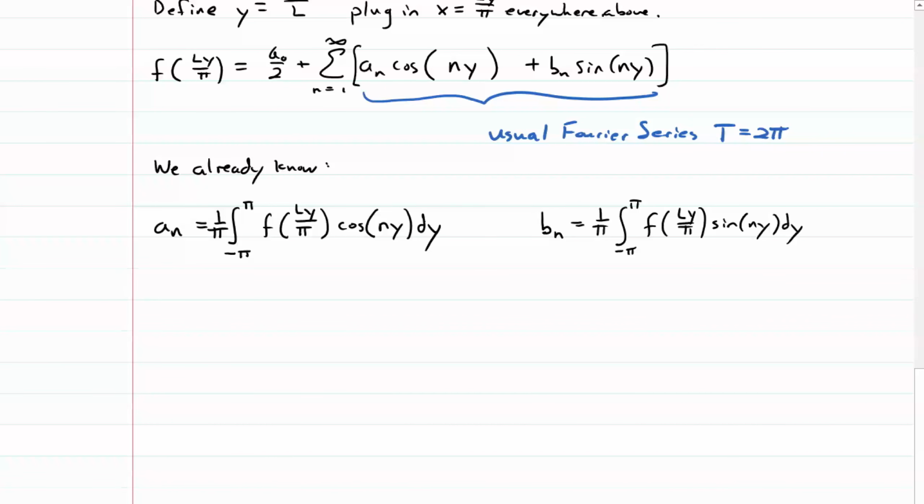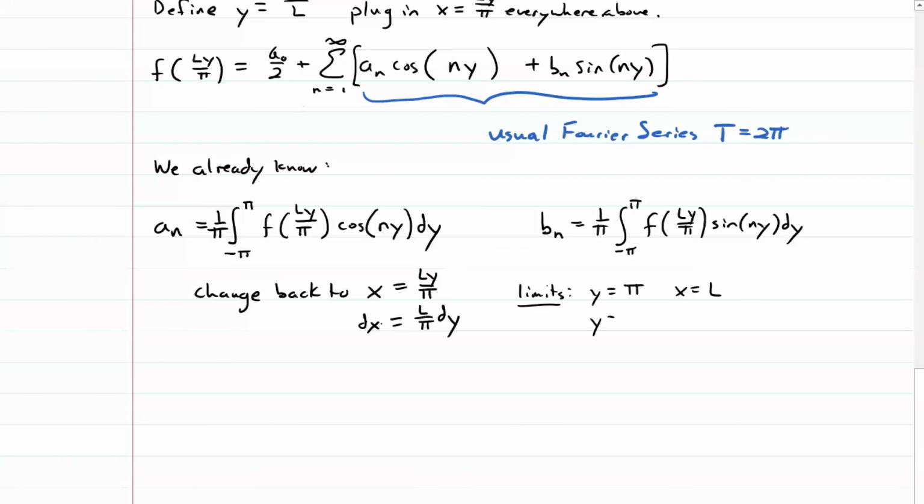right? So let me now change the variables back to x. So I'm going to make a substitution here. X is equal to Ly over pi, and dx will be equal to L over pi dy. And I'm also going to have to change the limits. When y is equal to pi, x is equal to L, right? And when y is equal to minus pi, x is equal to minus L. So this first integral, maybe I'll just do it for one of them.